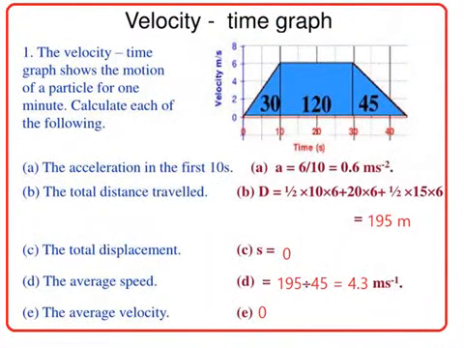Now, let us put all the knowledge that we have gathered so far into this graph and try to solve the problems. Now, look at this problem here. The velocity time graph shows the motion of a particle for 1 minute. Calculate each of the following. Now observe the graph. Velocity is taken on the y-axis, time is taken on the x-axis, at regular intervals of time 10, 20, 30 and 40.